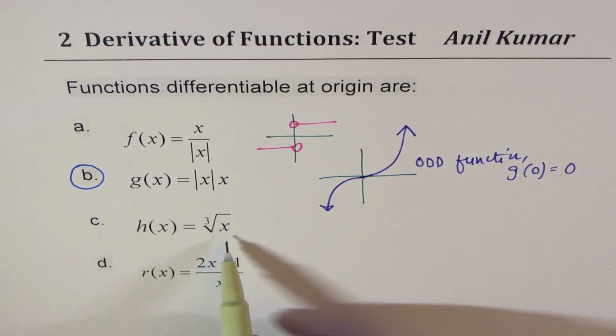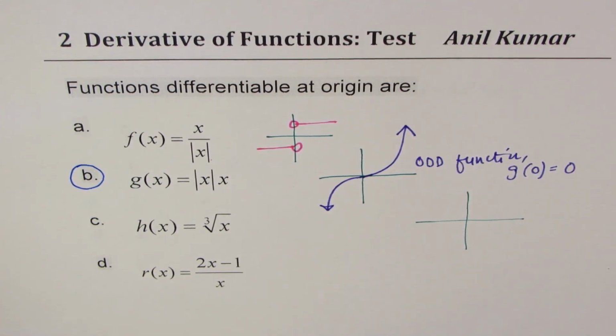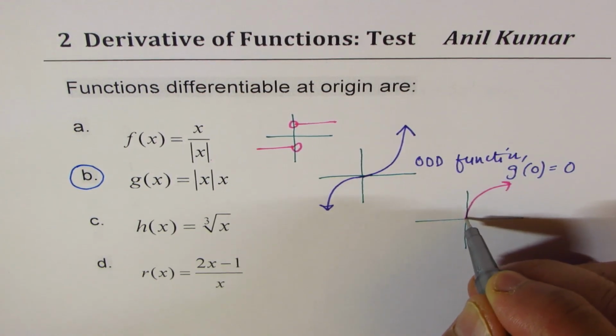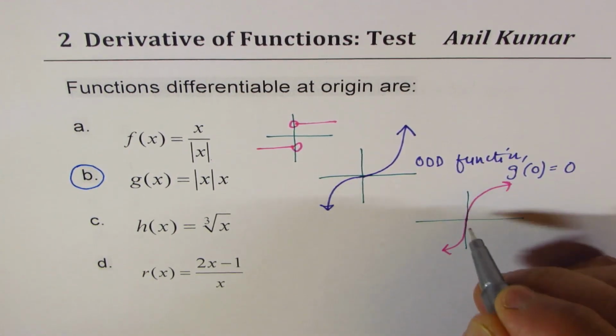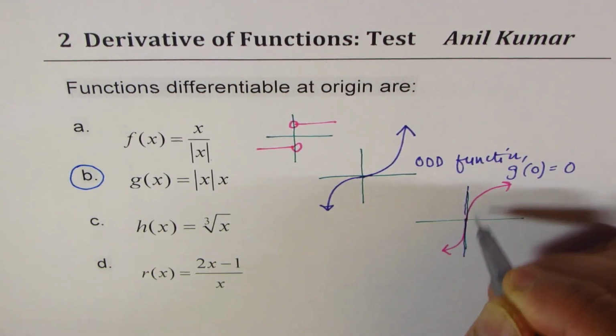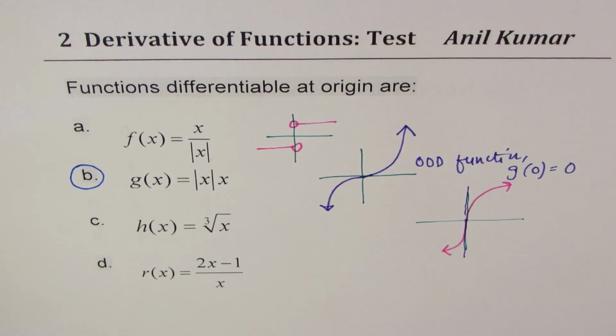Now we have cube root of x. So if you sketch cube root of x, what do you get? The function is kind of like this. And at 0, the slope of the line is vertical, right? That means 1 over 0, which is undefined, so that is also not differentiable.